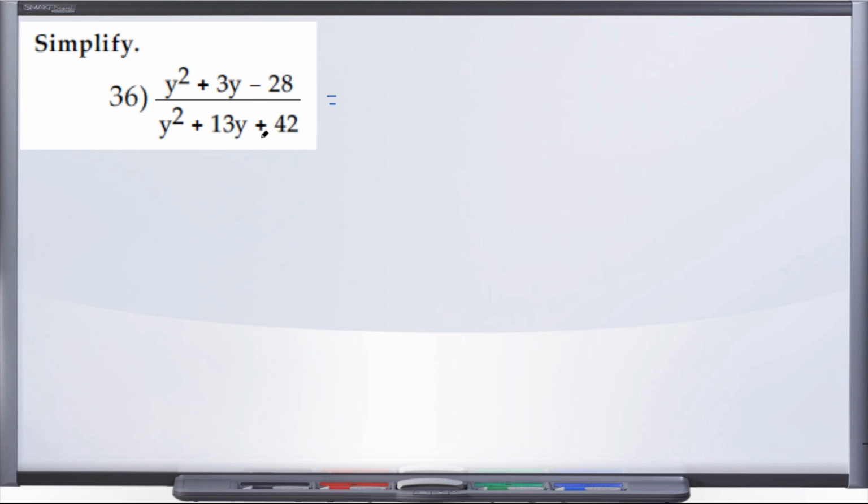And once we've done that, we're going to see if there are any factors that are exactly the same that we can cancel out. And if there are, we'll go ahead and do that. So let's take a look at just the top here. And we have, again, y squared plus 3y minus 28.